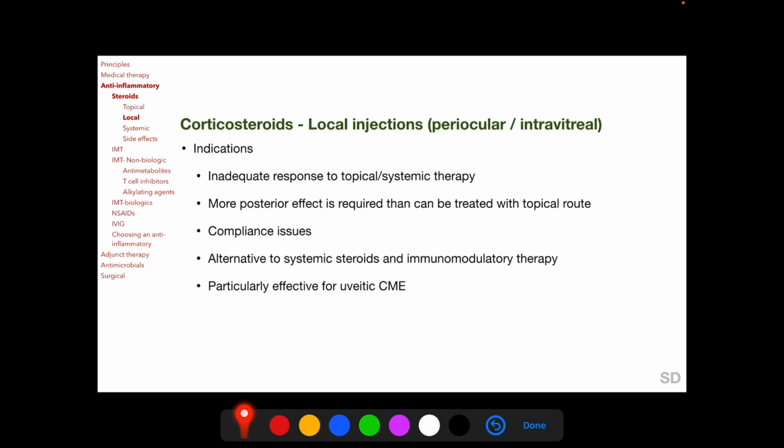Local injections, either periocular or intravitreal, of corticosteroids are indicated when there is an inadequate response to topical or systemic therapy, when more posterior effect is required than can be treated topically, when there are compliance issues with either topical or systemic steroid therapy, as an alternative to systemic steroids and immunomodulatory therapy. Periocular or intravitreal corticosteroid injections are said to be particularly effective for cystoid macular edema associated with uveitis.